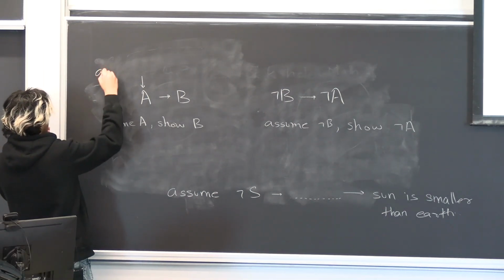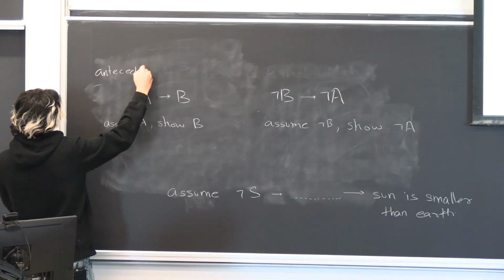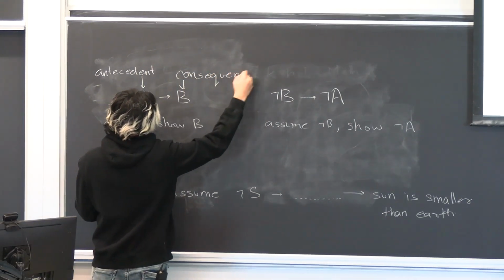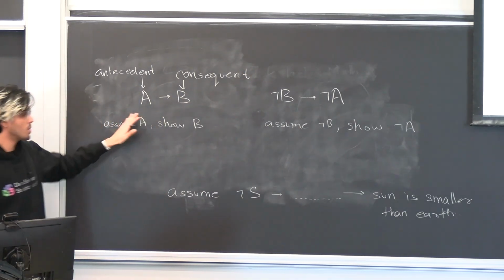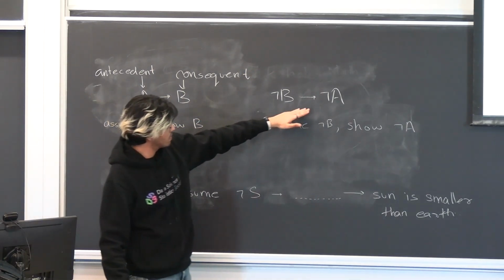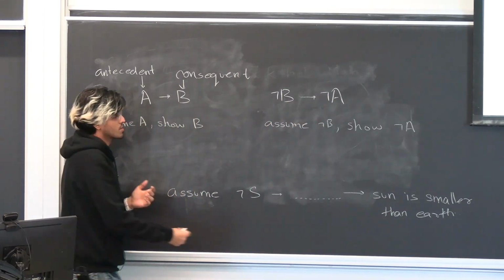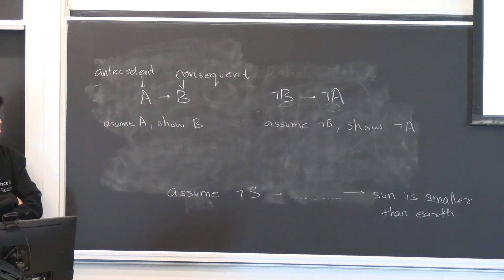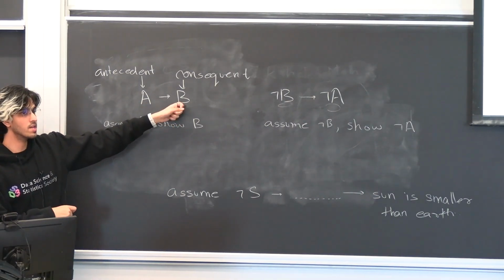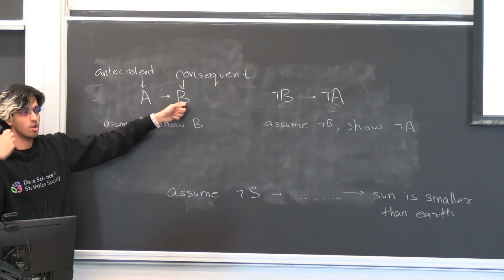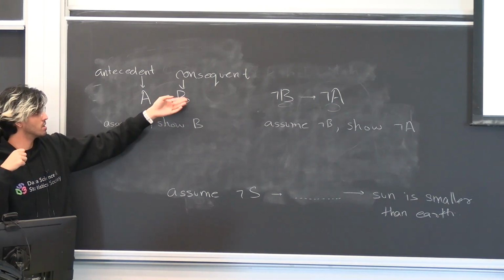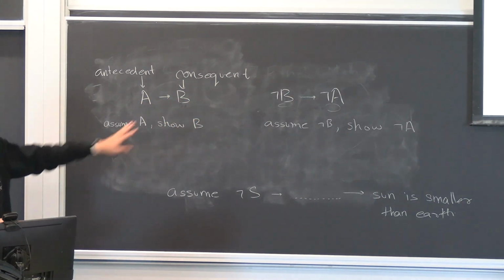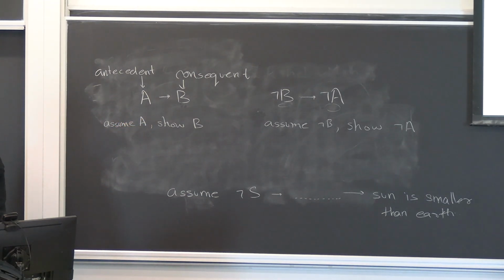Some quick terminology. This is called the antecedent. This is called the consequent. But you want to use the contrapositive when it's easier to assume not B and show not A than it is to assume A and then show B, right? So when your consequent is very easy to negate and work with, and it's a general assumption that you can use, you would want to use the contrapositive. Questions?